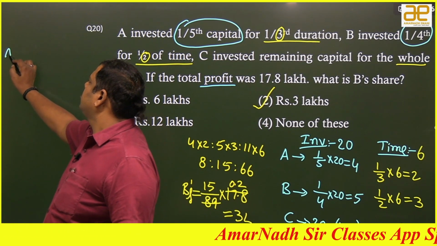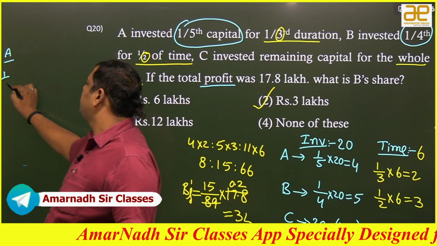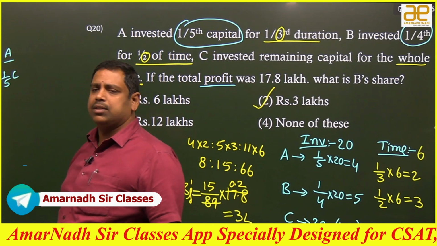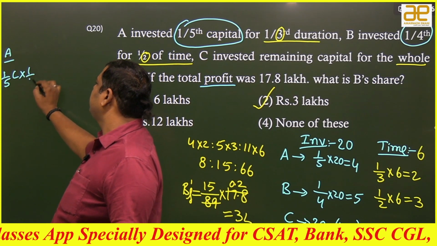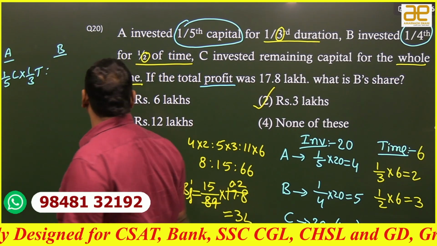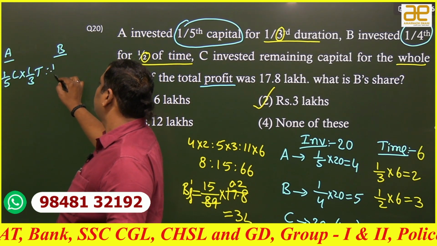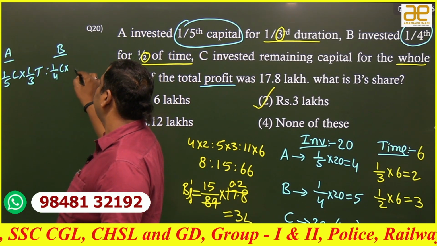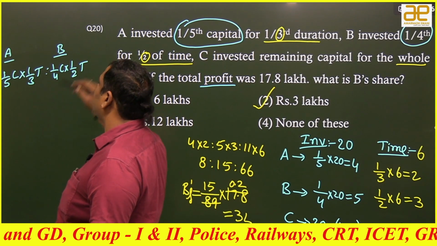So A's investment is 1/5 of the capital. So 1 by 5 into, let us take the total capital as 3 rupees. And the duration is 1/3 of the time. Coming to B, B invested 1/4 of the capital for half of the time. Okay. C invested the remaining capital. This one you have to observe.